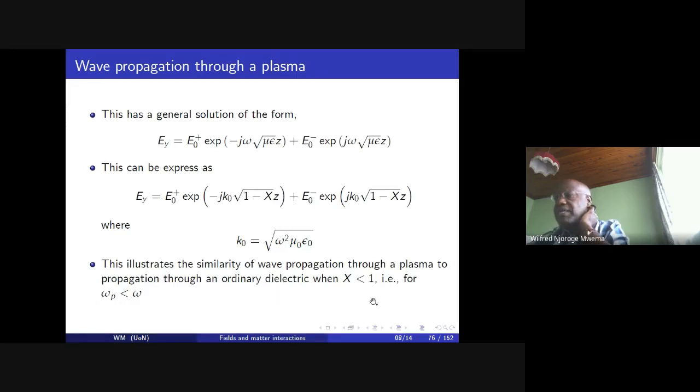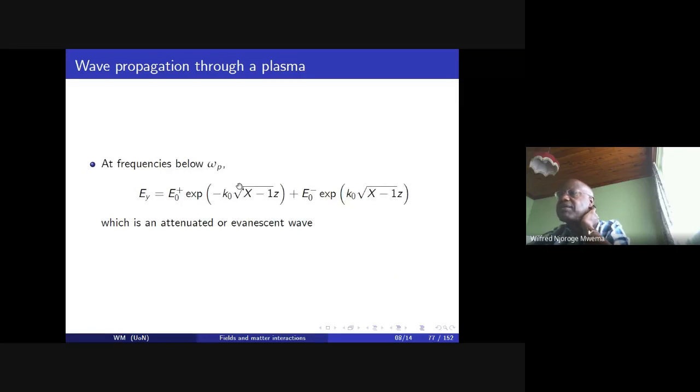But in case x is larger than unity, then this will become a real value and we have attenuation. And therefore, this wave that is being attenuated as it goes through the plasma is called an evanescent wave.